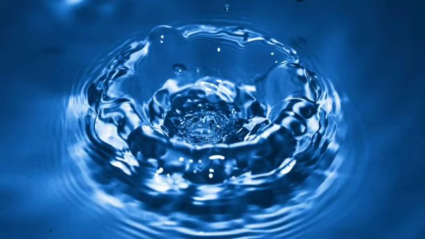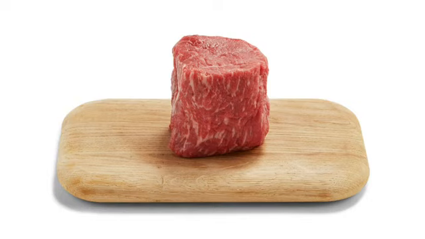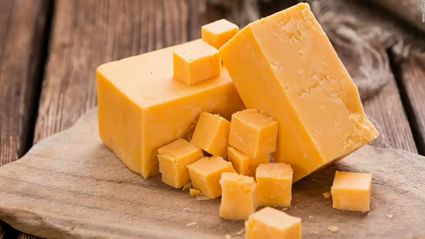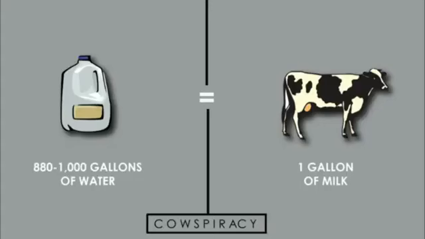Now we'll see animal agriculture's effect on water pollution. 10,000 liters of water are needed to produce 500 grams of beef. 2,000 liters of water are required to produce almost 500 grams of eggs, and 3,500 liters of water are needed for 500 grams of cheese. Almost 4,000 liters of water are required to produce 4 liters of milk.